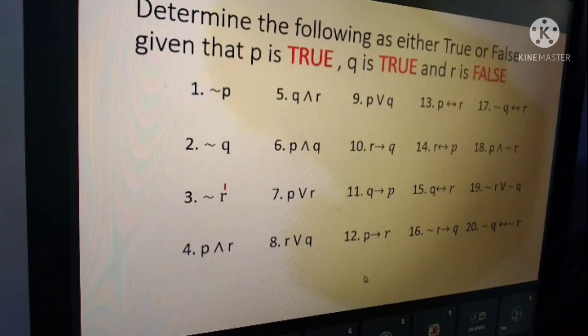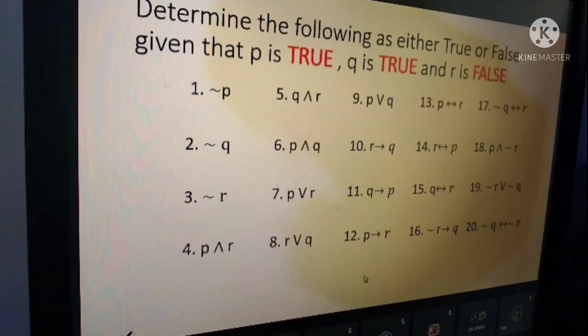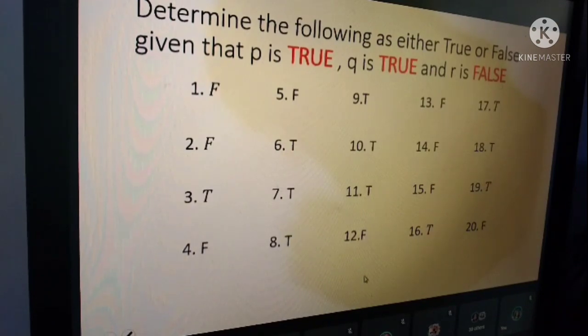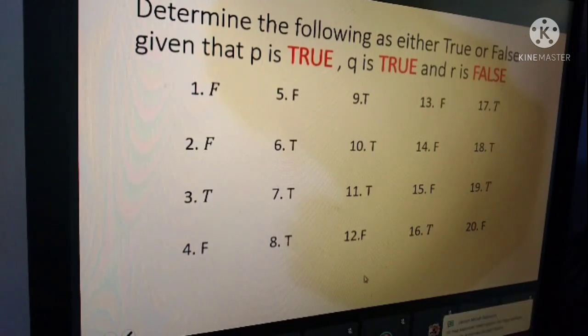So, paki-screenshot na lang ito para marami pa akong matuturo. Tapos, ang answer ko ipoprovide ko. Pag may tanong, pwede akong tanungin next meeting. Okay? So, ito yung tanong at saka ito yung sagot. Tanong, tapos sagot. Okay?